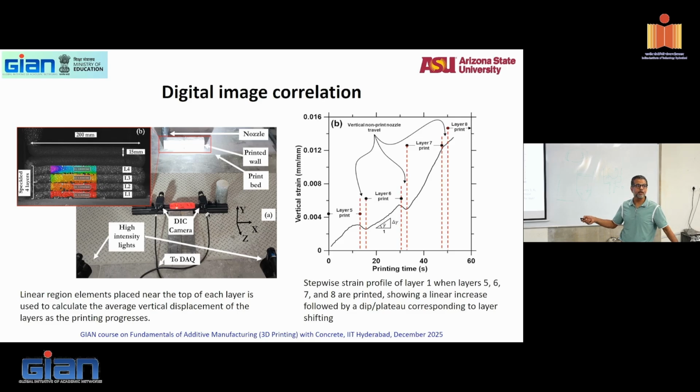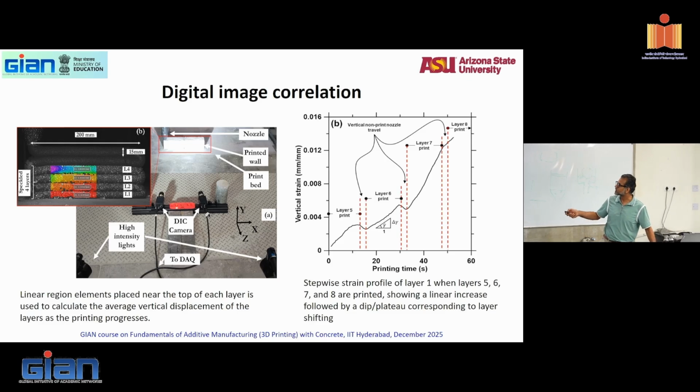But you can speckle this and get it, and then you can see with each subsequent layer that's being built up, the darker the color gets, the larger the strain is, right? So much higher strain in the lower layer, much lower strain in the top layer, as you would expect. And I'll show you in a later picture when the nozzle gets there, you see that strain as well.